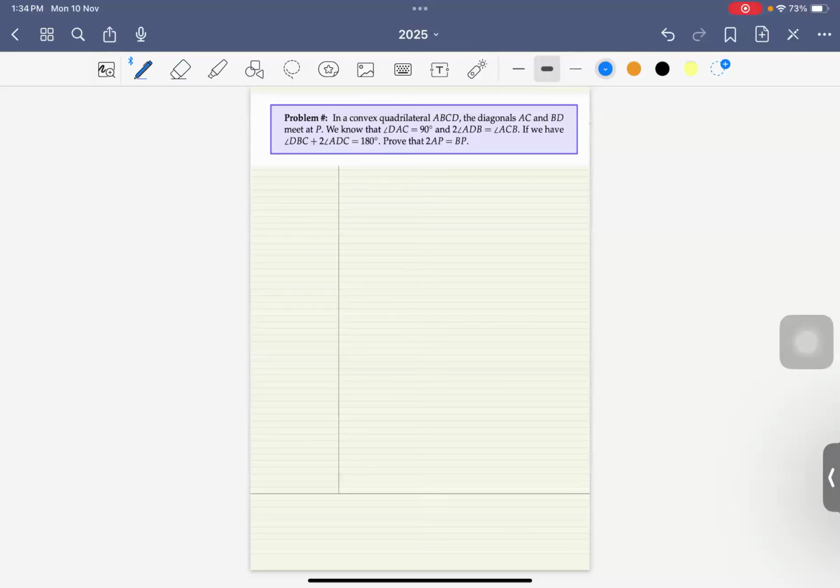As always, what we're thinking of here is that we can first of all try to produce a nice diagram. It says that angle DAC is a right angle. So first of all, I'm going to make angle DAC a right angle. DAC is a right angle. And where is B? Well, since it's a convex quadrilateral, B would be something around here.